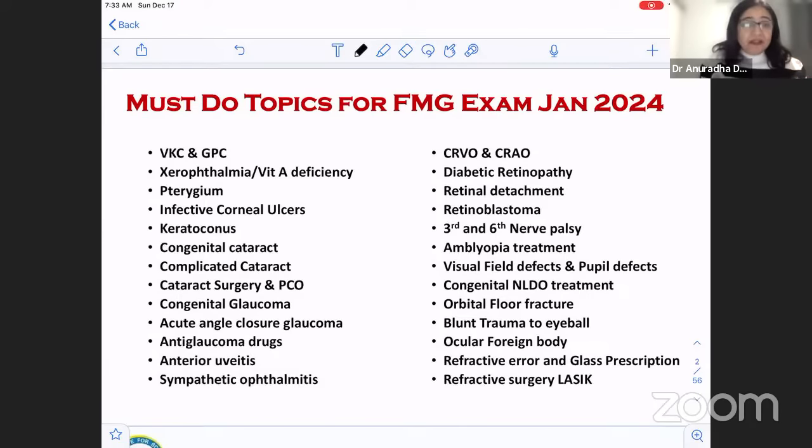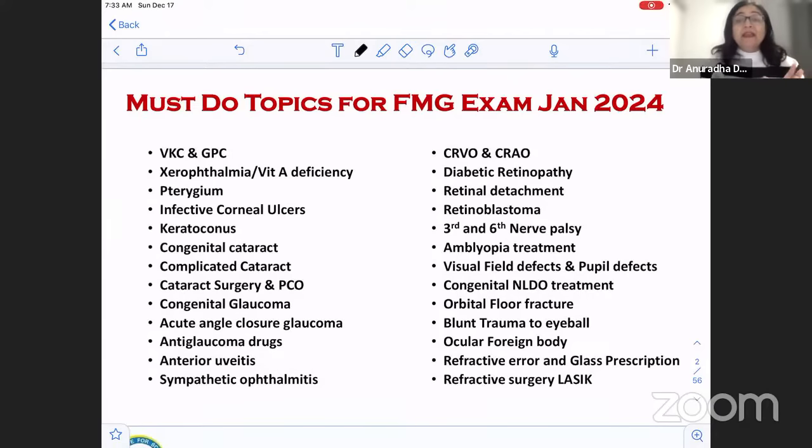VKC, vernal keratoconjunctivitis, and giant papillary conjunctivitis. This is one where you can get an image-based question or a clinical case scenario question. Then a very favorite topic of the examiner, xerophthalmia or the vitamin A deficiency signs in the eye. Then the question can come from pterygium, infective corneal ulcer, keratoconus. So these are a few topics in cornea.